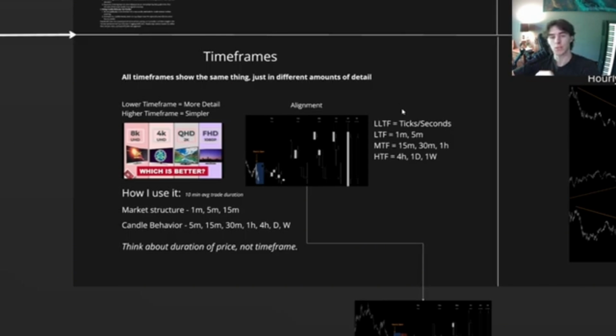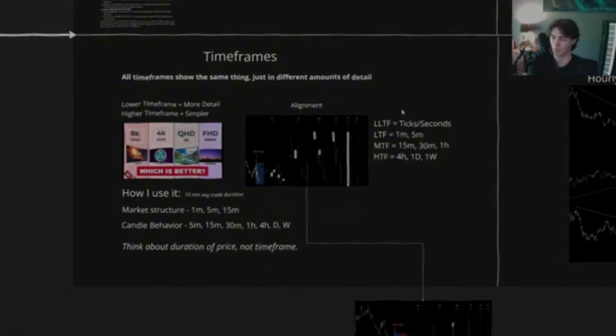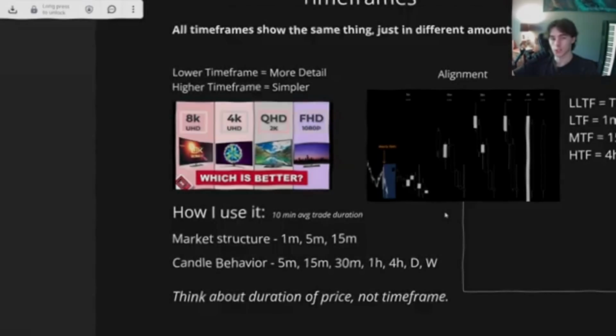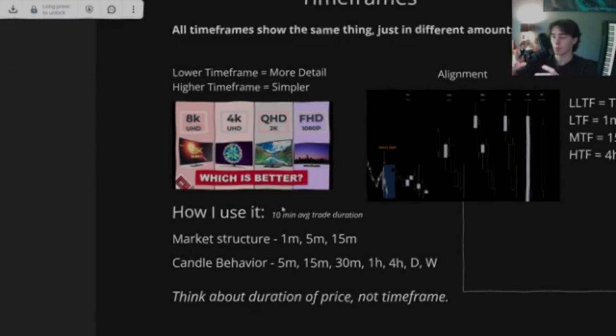All timeframes actually show the same thing, just in different amounts of detail. You should already know by now that higher time frame candles are just made up of lower time frame market structure. So think of time frames as showing you different resolutions of price action. The higher time frame you go, the lower the resolution you're looking at, the more simple that price action will seem. For an example, we are currently on the 1 minute chart with an hourly candle overlay.